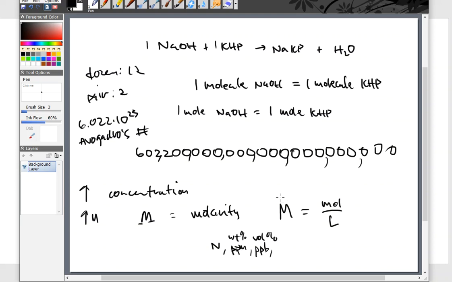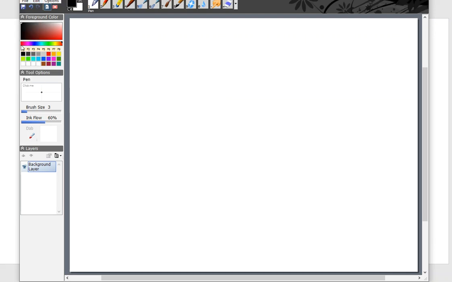So the key here is that I can calculate molarity if I know volumes of things. And I know volumes of things because I'm putting it into the titration. But the key is this mole. How do I get this mole term? Okay, well, this is what you need to do. In order to calculate moles of anything, you are going to take the mass of whatever it is you used, and you're going to divide that by that molecule's molecular weight.